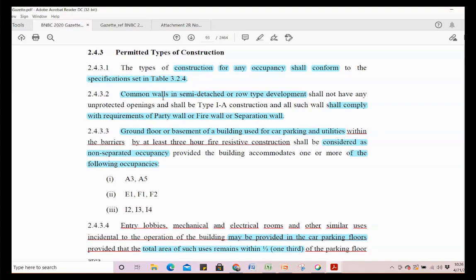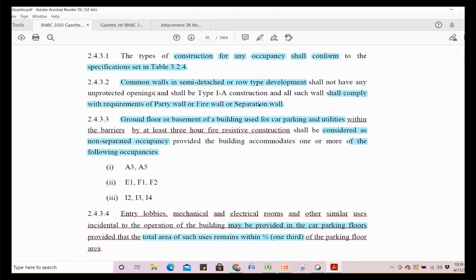And the second point says that common walls in semi-detached or row type development. I'm not going into the details. One thing is it will have to be type 1 construction with no unprotected openings, but shall comply with the requirement of party wall and firewall or separation wall. So it gives the detail. If we go to the part 4 section about the party wall, then we will get all the information related to construction type and protected openings.